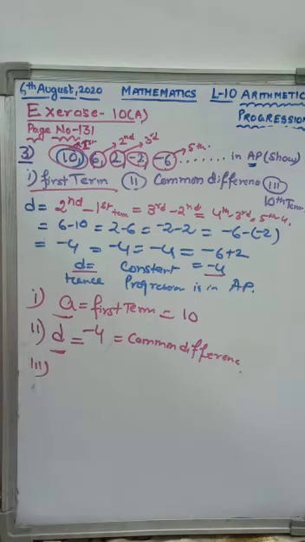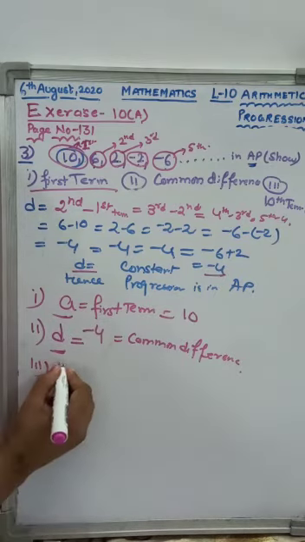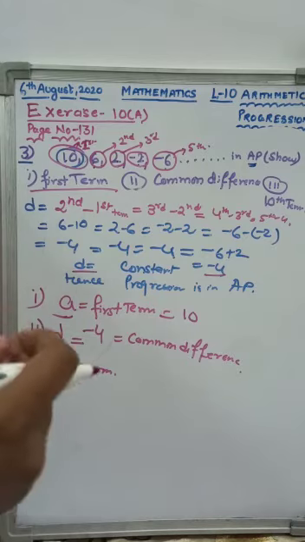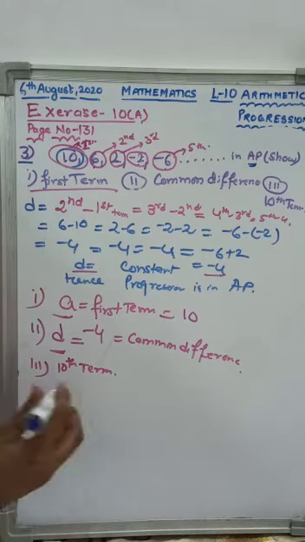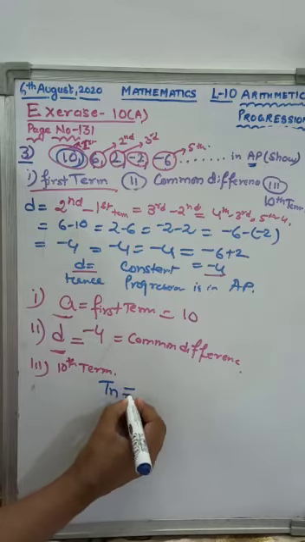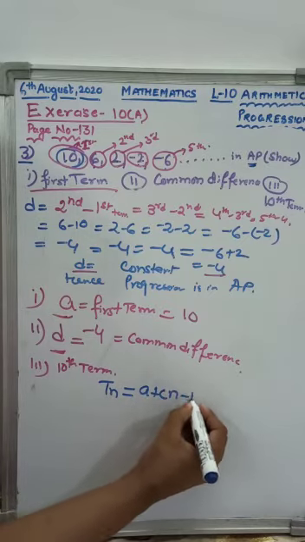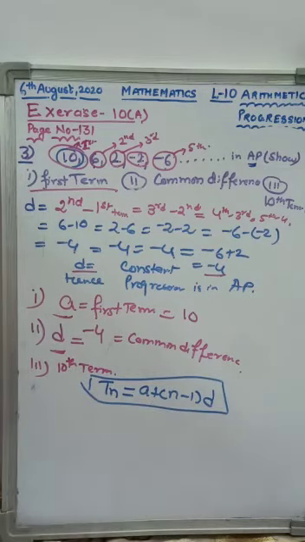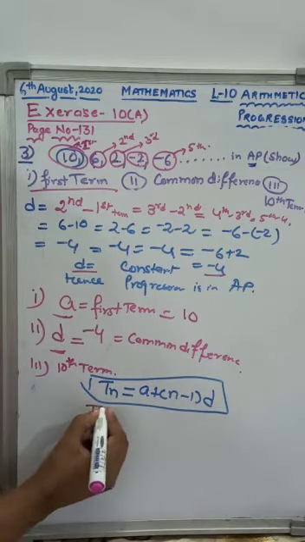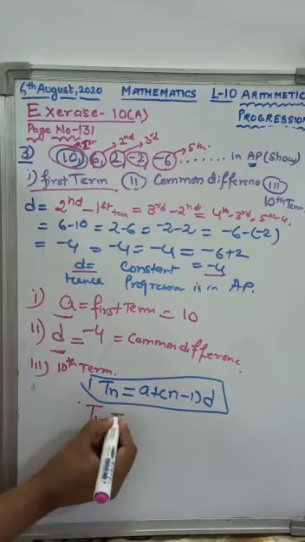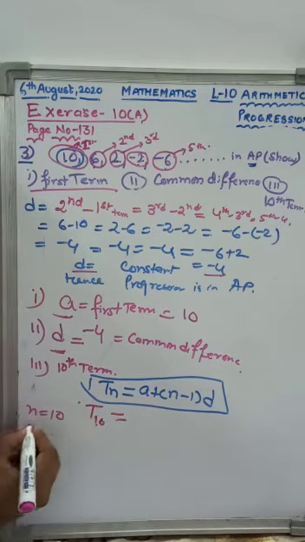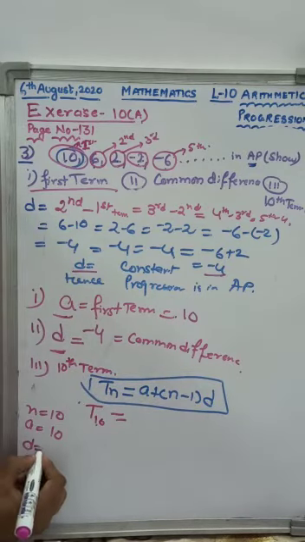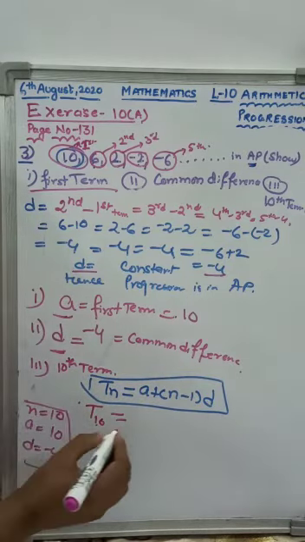Now third part, you have to find the 10th term. 10th term means 10th number. Series में 10वां number कौन सा है? So you will use the general term formula. Tn is equal to A plus n minus 1 d. So now put the values. You have to find the 10th term. So that means n is equal to 10, A is equal to 10 and D is equal to minus 4. So let us substitute it over here.